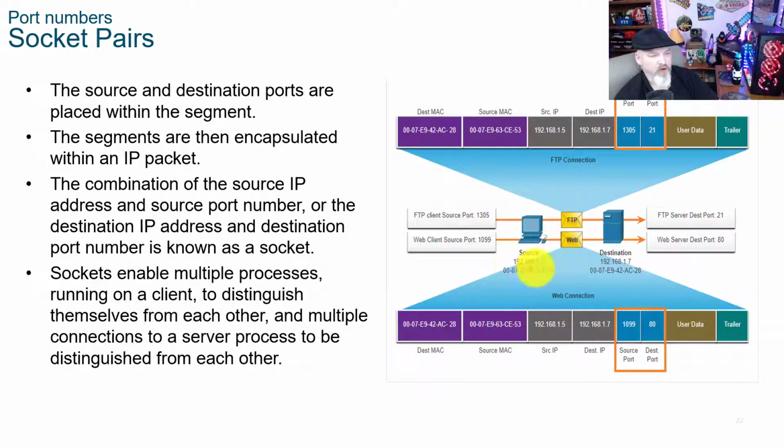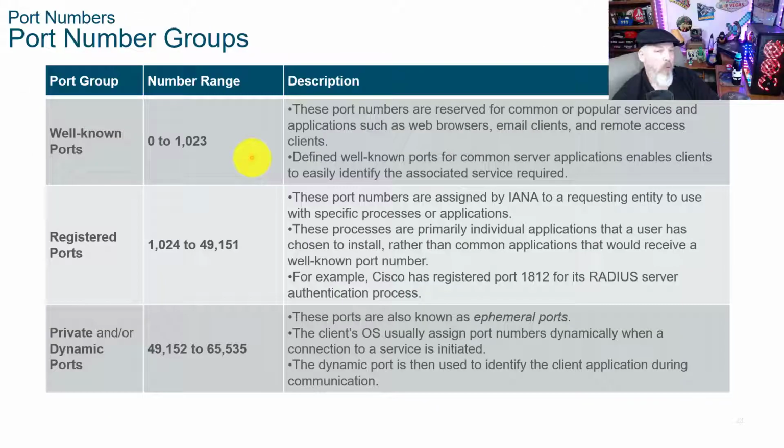So if we're looking here, we have our source, but we also have our port on there. So we have our source IP address, but then we also have our port. So you'd have a 192.168.1.7, port 80. So it knows which port to open up. We have port numbers. I'm going to put a link below in the description to a site you can go to see all of the port numbers.